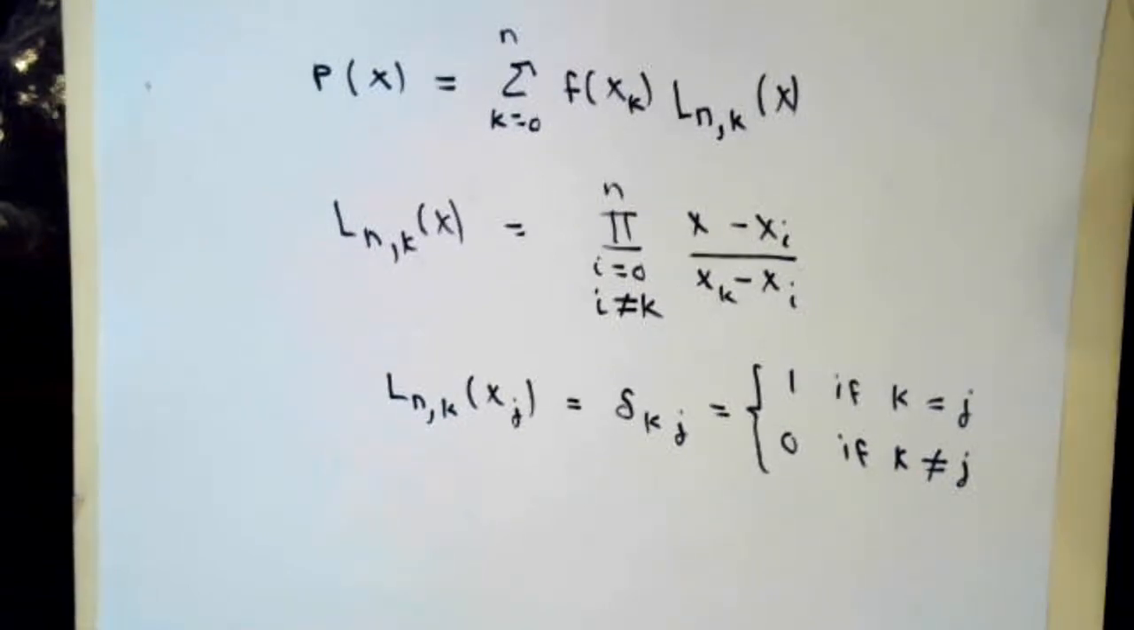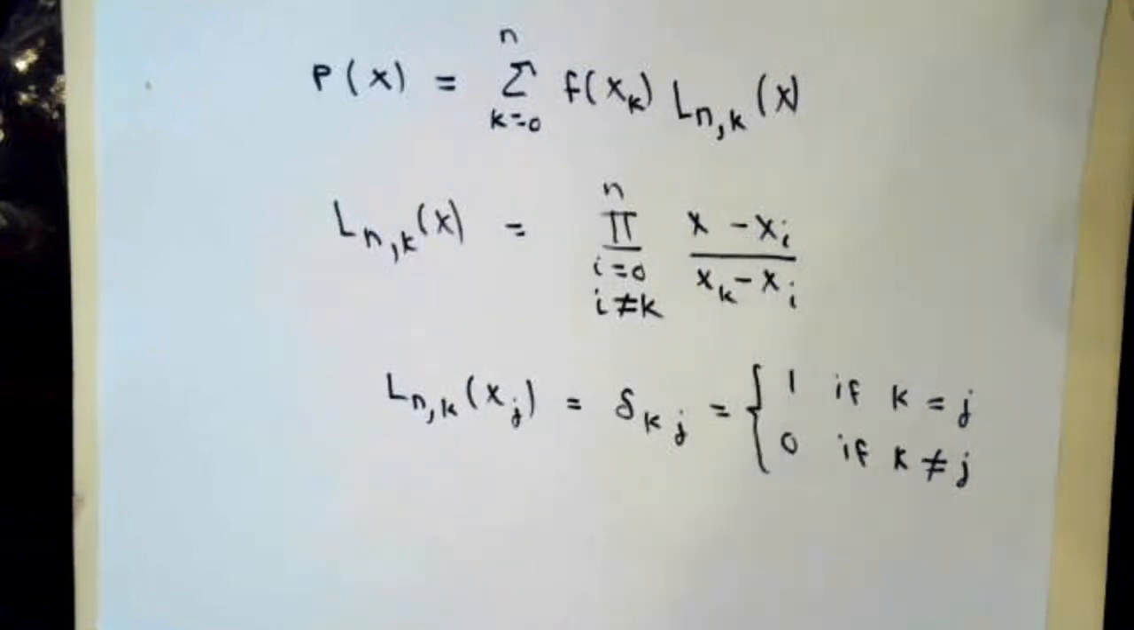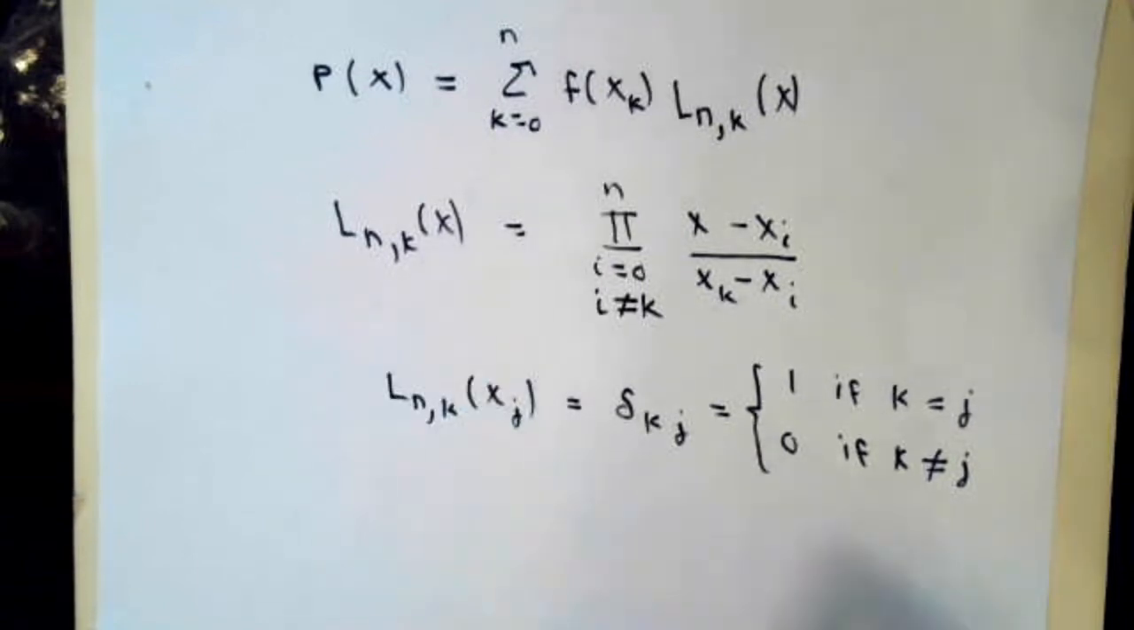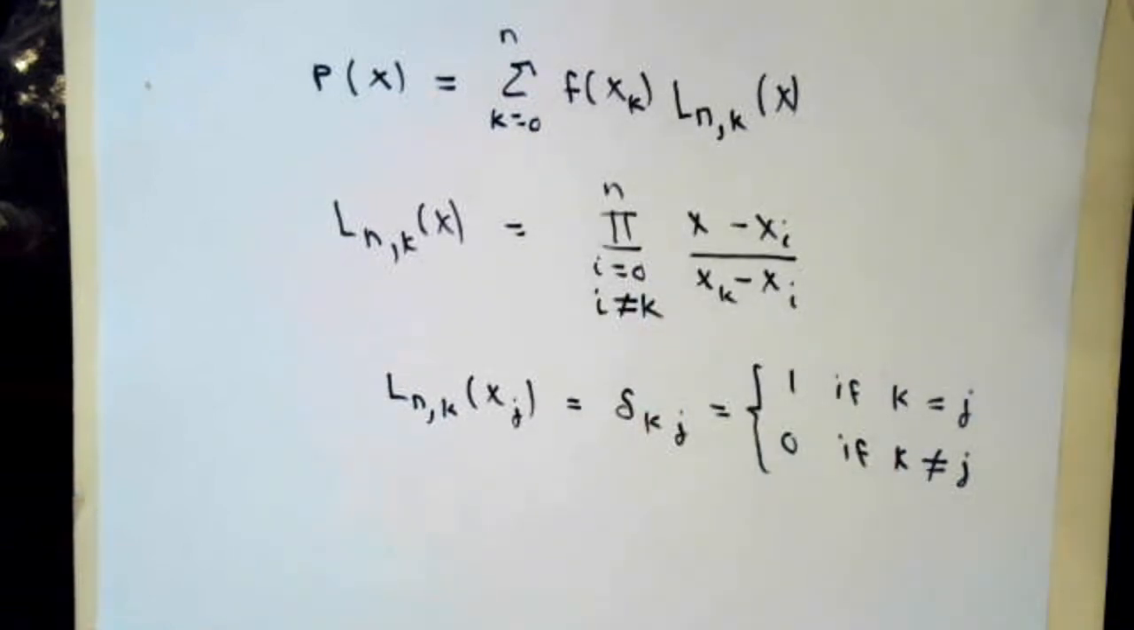What I want to talk about in this discussion is how you would write a program so that given a data set, you can actually evaluate this polynomial. Obviously, I'm going to need to be able to evaluate these Lagrange polynomials. Once I know how to do that, I'll combine them in this way in order to actually evaluate the interpolating polynomial.